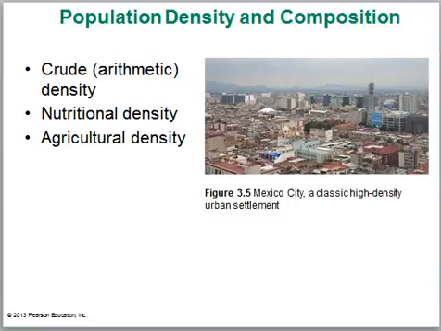For instance, nutritional density is the ratio between total population and the amount of land under cultivation in a specific area, while agricultural density is the ratio between the number of agriculturalists, the people who are working the land, and the farmable land in a specific area. These densities give us a better picture of the agricultural health of an area and the overall availability of food.